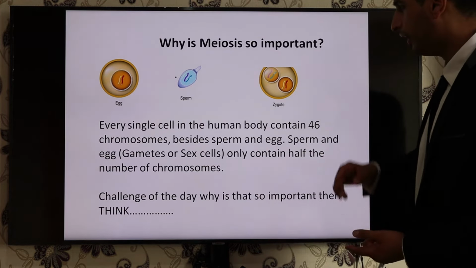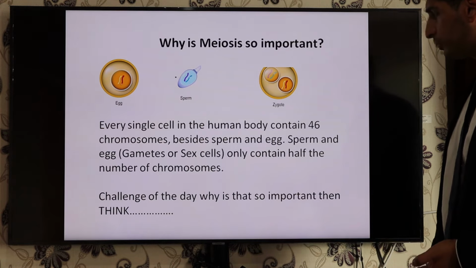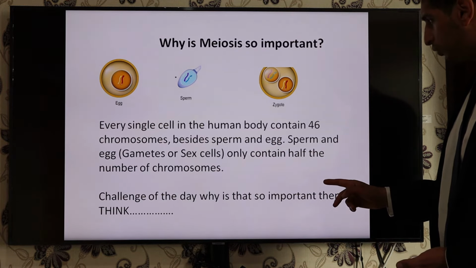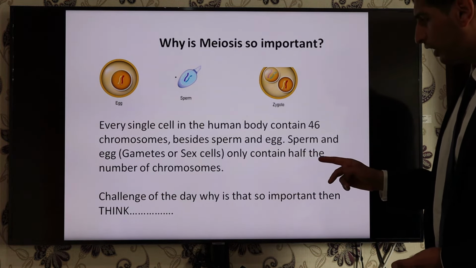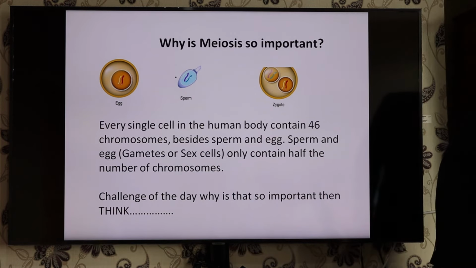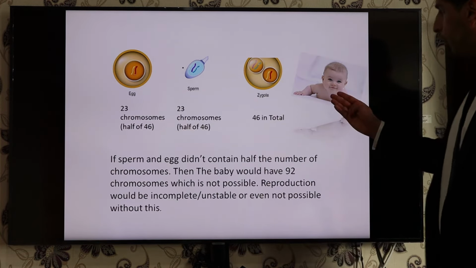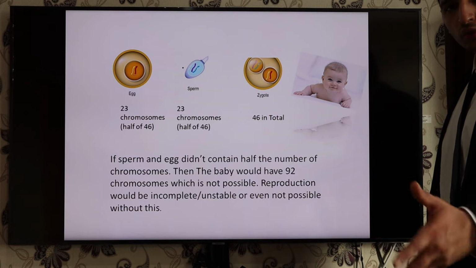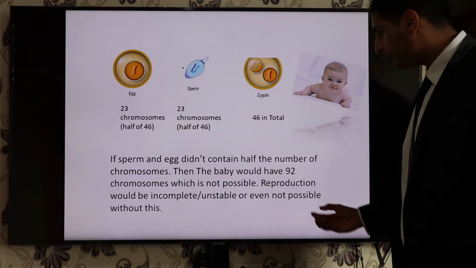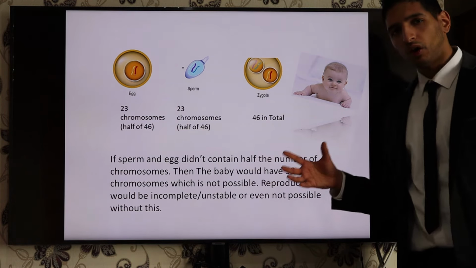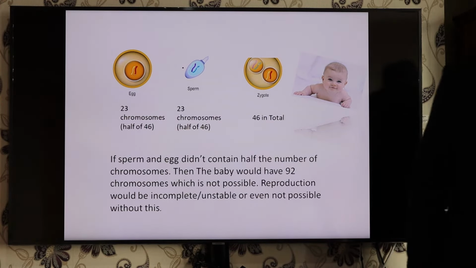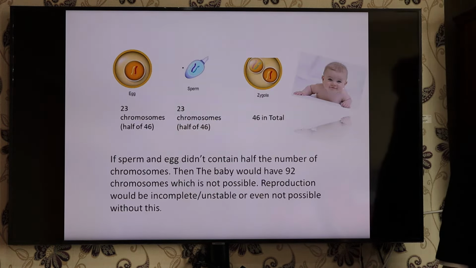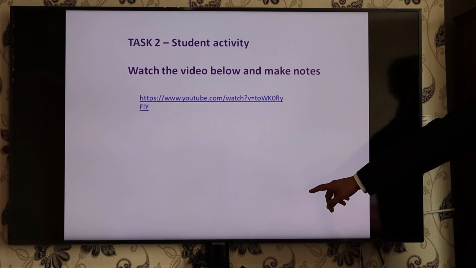Why is meiosis important? Every single cell in the human body contains 46 chromosomes besides sperm and egg. Sperm and egg gametes or sex cells only contain half the number of chromosomes. Think why. So I was just explaining why. Okay, you don't want this child to have 92 chromosomes. If you have extra or less chromosomes, it could lead to issues, big issues. So that's why it's so important that the body has a mechanism to halve the number of gametes being produced, halving the number of chromosomes it possesses. Okay, so there we go. I wrote it down there.